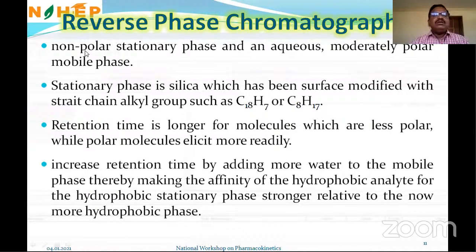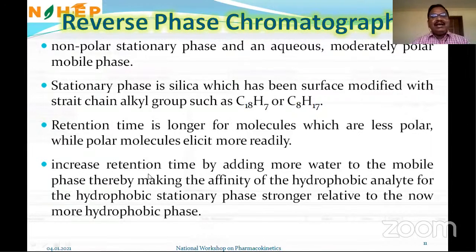That means here the stationary phase is non-polar, so non-polar molecules will attach to the stationary phase, whereas the mobile phase is polar. So all polar substances move along with the mobile phase quickly. In that way, the separation occurs.